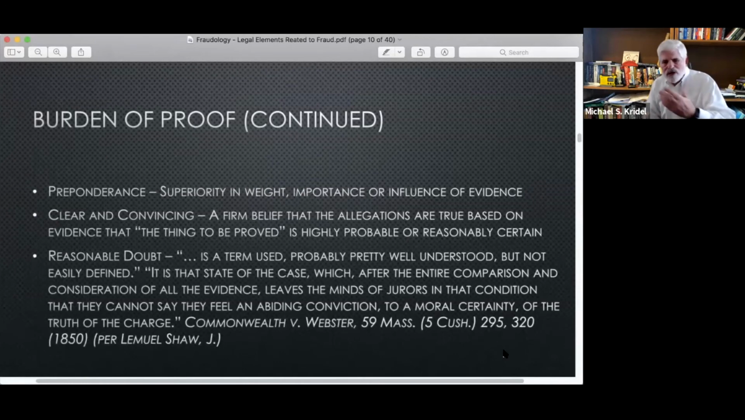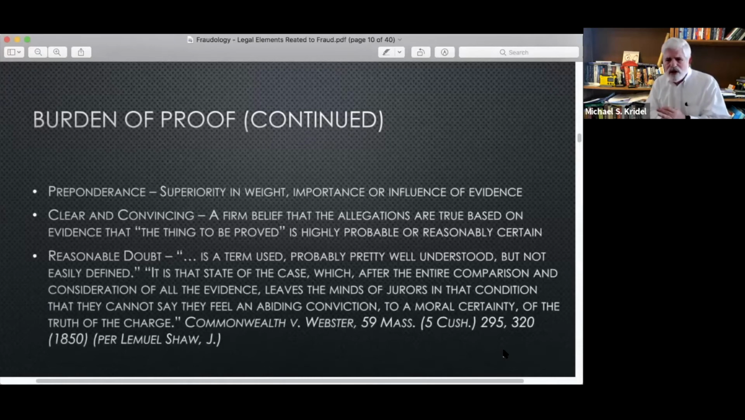The burden of proof, as we go further. In the United States, there is something called preponderance of proof. This is typically a non-criminal lawsuit where you don't have beyond a reasonable doubt. The jury gets to vote, and if 51% vote for conviction, then that's all that's required. It's based on a preponderance. So it's a superiority in weight of the evidence that the investigator has accumulated, the importance or the influence of that evidence in determining guilt or innocence.